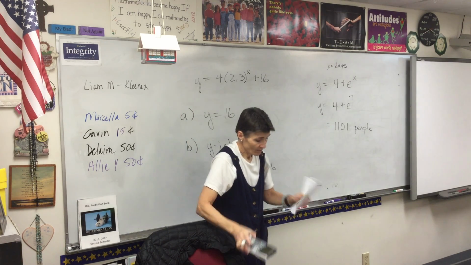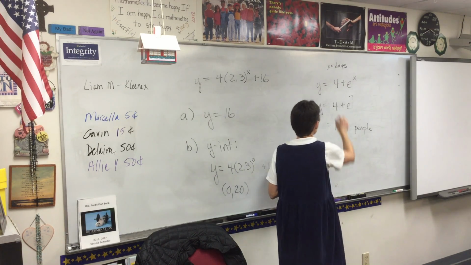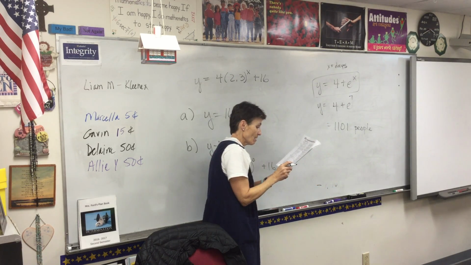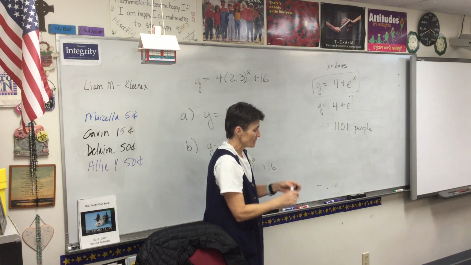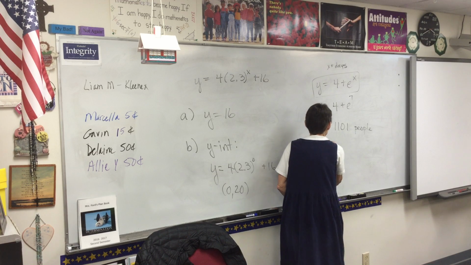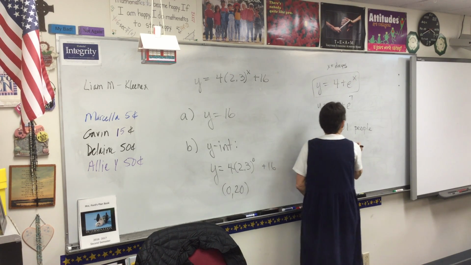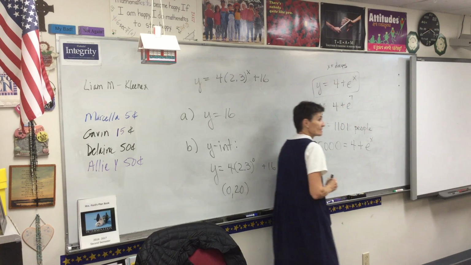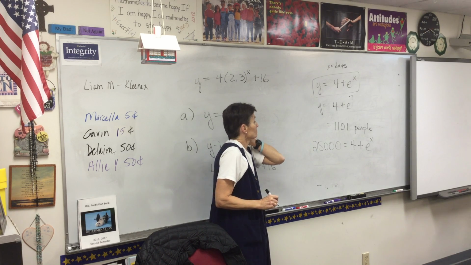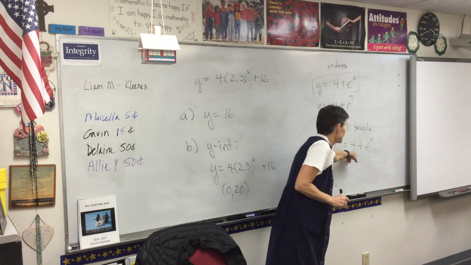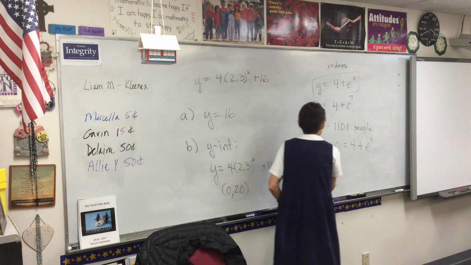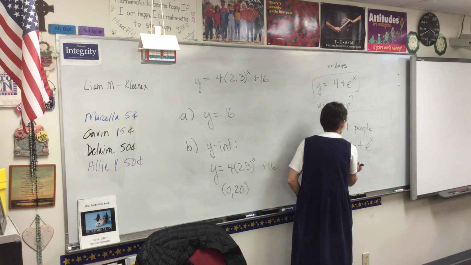All right, and then the last one, find the number of days, here's your equation, it takes for 25,000 people to be infected. So 25,000 equals 4 plus e to the x. Watch it now, that's a plus. So what's the first thing you're going to have to do? Subtract 4. So 24996 equals e to the x.